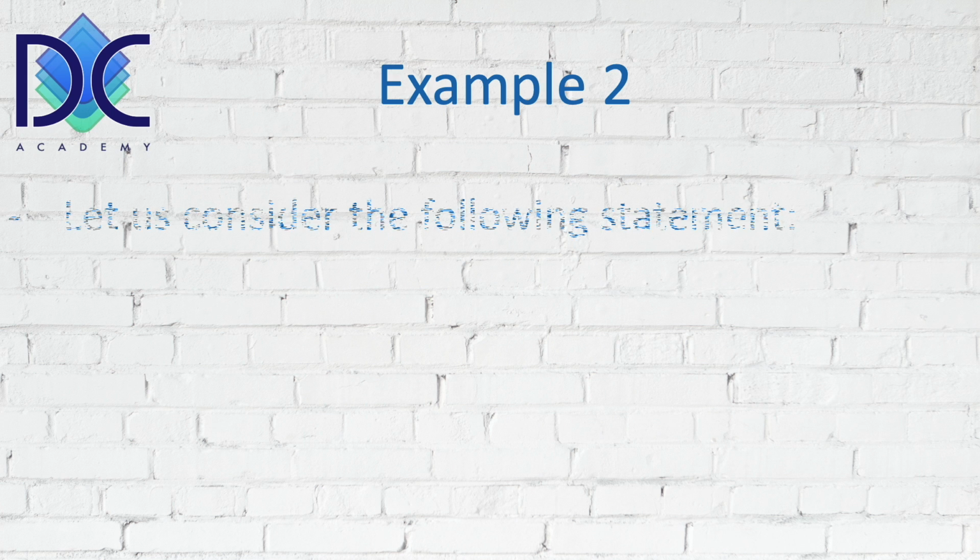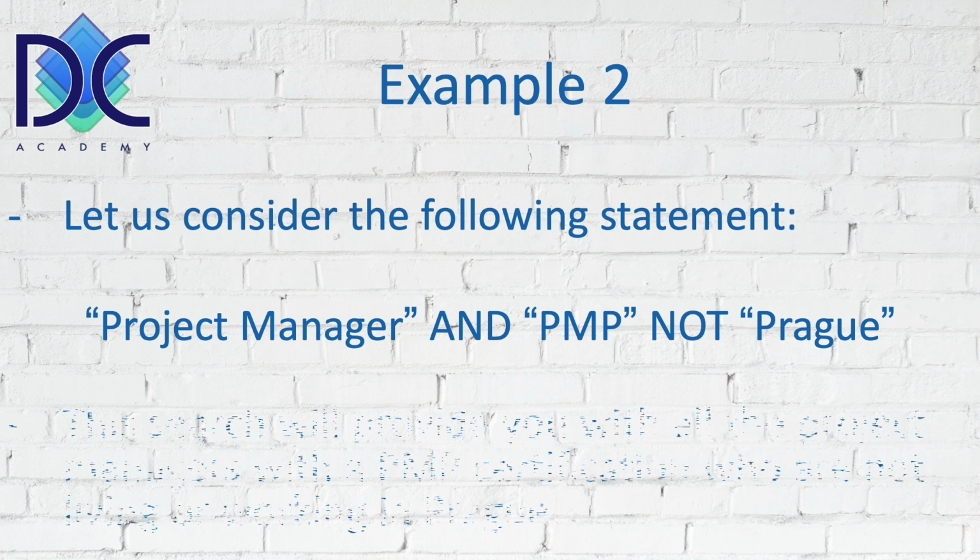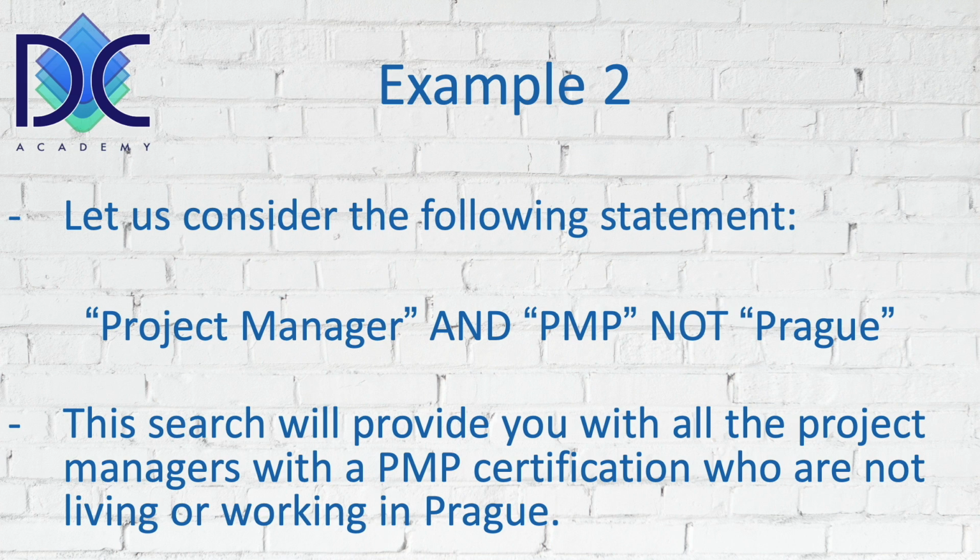Another example is that I want to have project managers with a PMP, but they are not in Prague. Now we want to find project managers with a PMP certification who are not in Prague. We find all those people who are in the function of project manager. We may have PMP people who are not in the function of project manager or have a different function title, and they will not be selected. So we need project manager and PMP, but they should not be located in Prague. So those are examples of Boolean logic.